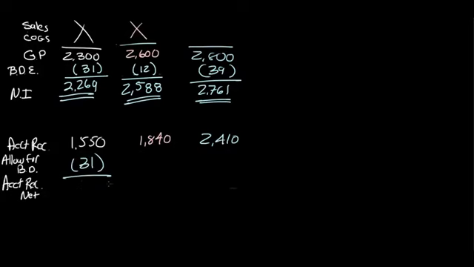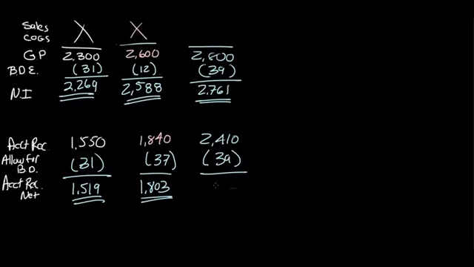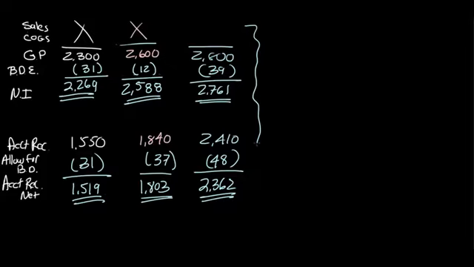And if we had looked at our allowance for bad debt, I'm going to round these numbers also, the $31. So we would have had a balance in there of $1,519, $37 here. And so we would have had a balance of $1,803. And we had a negative 48, and so that would have given us a balance of $2,362 in that account.